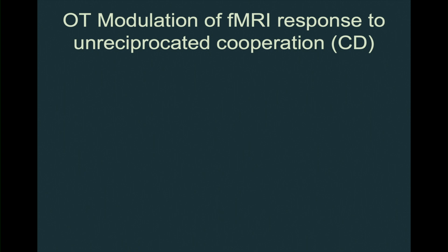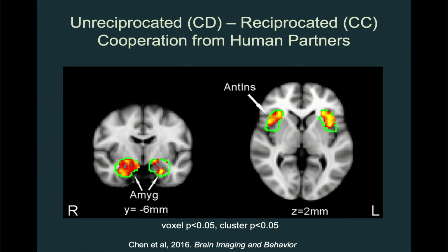But I wanted to go on and talk about, well, how does oxytocin modulate the response to unreciprocated cooperation? So that's the negative social interaction. And here you can see, again, just at baseline, these are areas that are more responsive to unreciprocated compared to reciprocated cooperation. And so those include both the amygdala and the anterior insula, which have many different functions, but one of their functions is clearly they're involved in stress and anxiety.